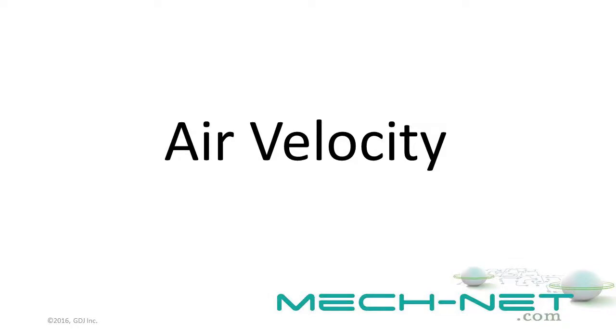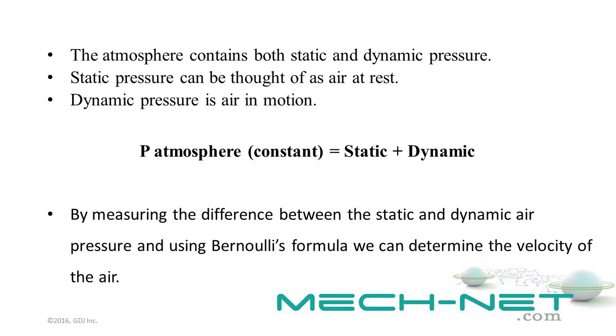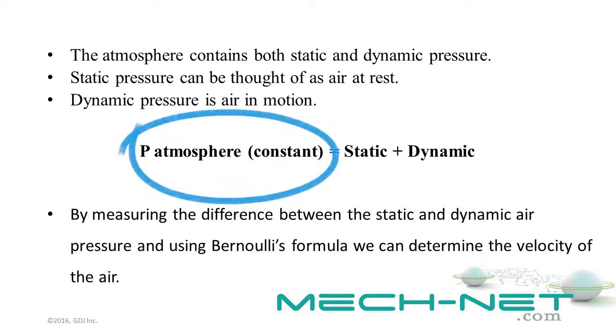Air velocity. The atmosphere contains both static and dynamic pressure. Static pressure can be thought of as air at rest. Dynamic pressure is air in motion. P atmosphere, constant, equals static plus dynamic.